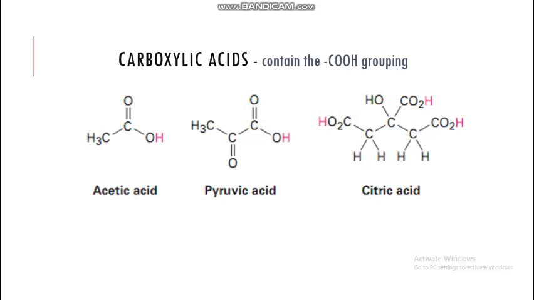So we also have the carboxylic acids, which contain the COOH grouping. Carboxylic acids occur abundantly in all living organisms, and they are involved in almost all metabolic pathways. So, examples of carboxylic acids are acetic acid, pyruvic acid, and citric acid. So, you can see meron siyang hydroxyl groups. Ayan.